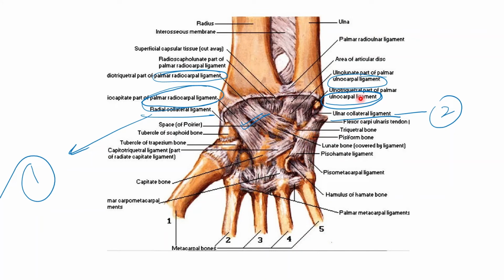Other than this, we can see, as I have already told you, the radiocarpal ligaments, one ligament along the medial side, that is the ulnocarpal ligament, and other than this is the large capsular ligament covering the entire joint. So these are about the ligaments of the wrist joint.